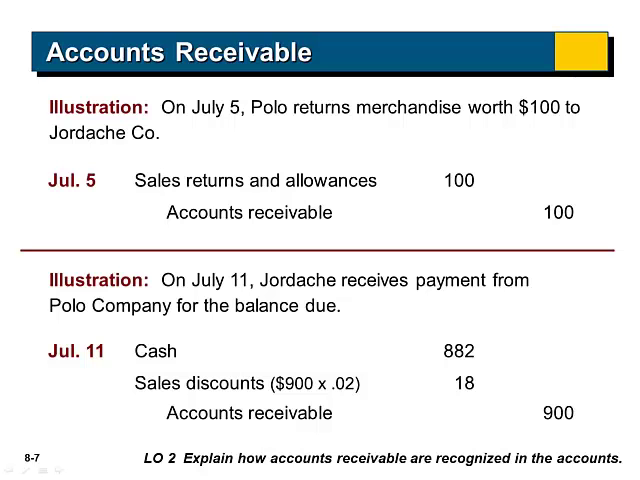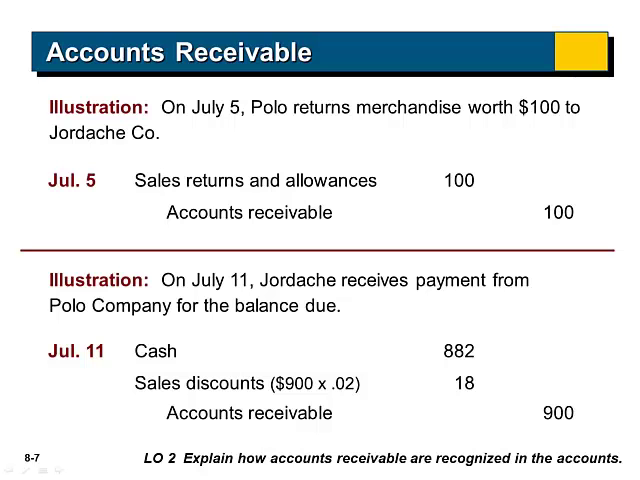Since it was July 11th, which is 10 days later, they do take advantage of that sales discount. And so basically, they are paying $882 for the outstanding receivable of $900.